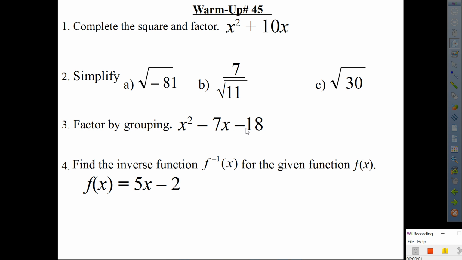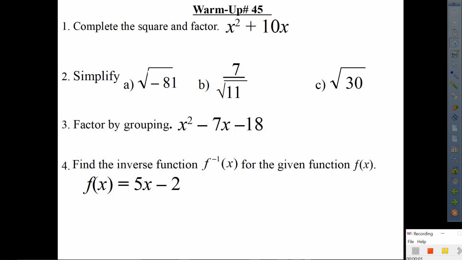Once again, warm-up number 45 is very similar to the ones we've been doing so far. Number 1, complete the square and factor: x squared plus 10x. That should be a piece of cake by now. Number 2, simplify. Part A is the square root of negative 81.